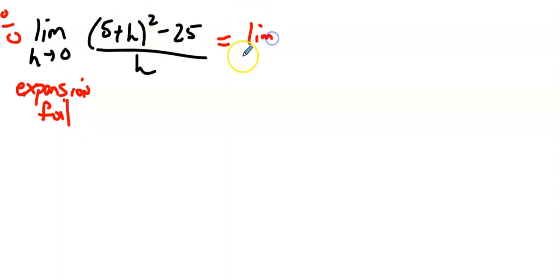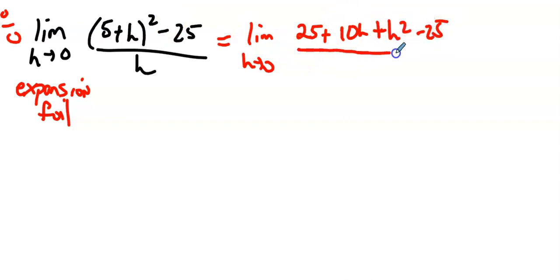So limit as h approaches 0, and then I'm going to be left with 25 plus 10h plus h squared minus 25, all over h. And just like I said in previous examples, guys, the first thing we want to do is simplify. So we go ahead and get rid of the 25s. And if I plug in h here, I'm going to get 0 plus 0 over 0. So that's still going to be that I need to do an extra step or two.